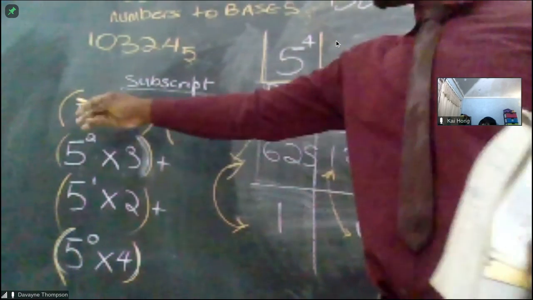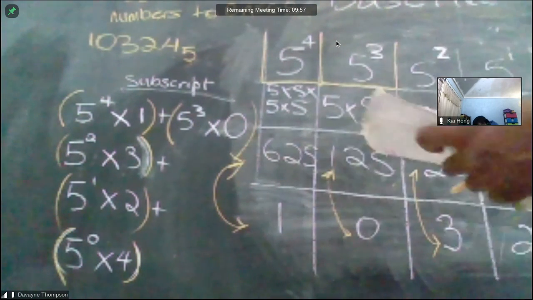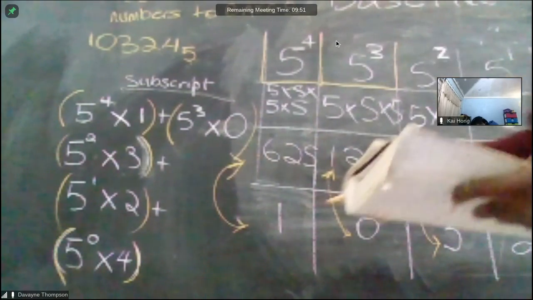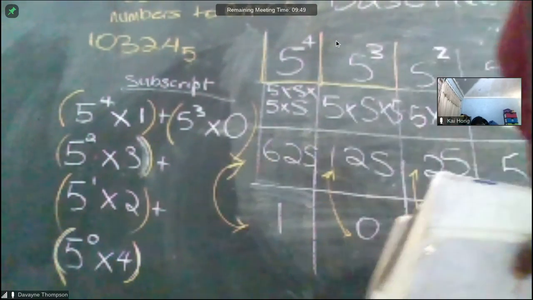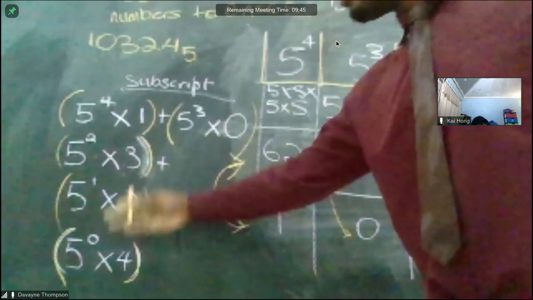So I said 5 to the 4 matches with 1, 5 to the 3 matches with 0, and so forth. Now, once that's finished, you would have definitely worked out the answer. But I'm going to give you this as your next homework. You're going to work out this for me and tell me what your answer is.